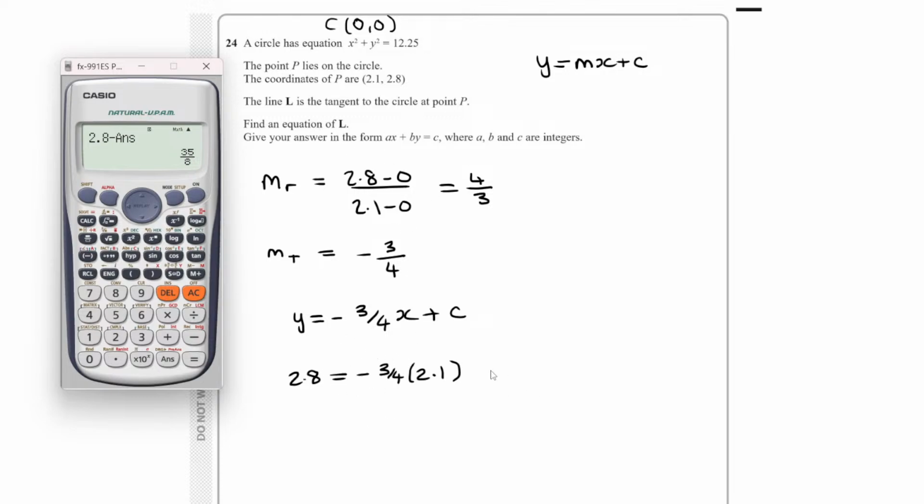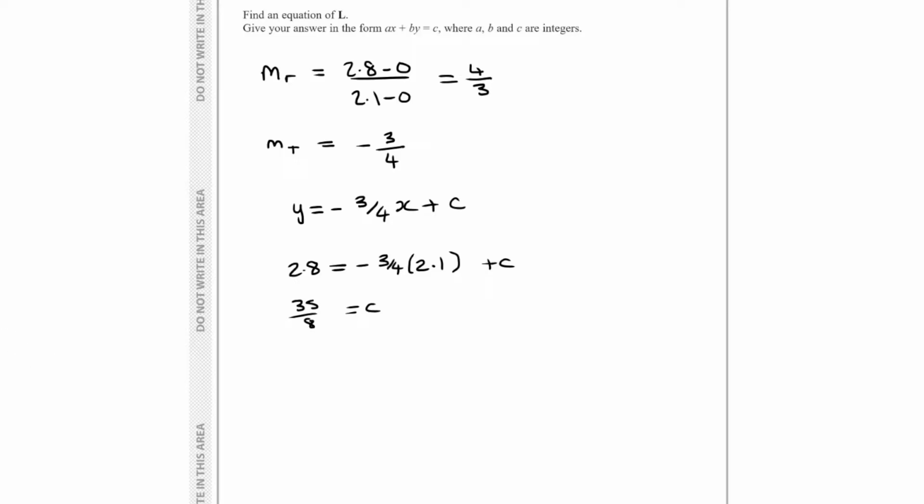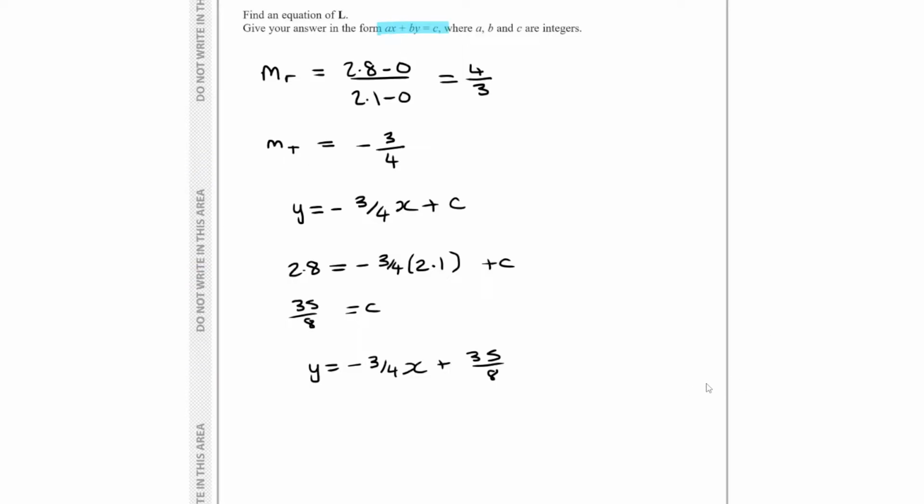So c is 35/8. So then if I rewrite my whole equation with now the number for c, I've got y is equal to minus 3/4 x plus 35/8. Now, that is obviously the equation of the tangent. However, if you look here, they have specified they do want it in a specific format. Sometimes they ask that, sometimes they don't. So all we need to do is, if you see here, ax plus by equals c, where a, b, and c are integers. That's the main thing.